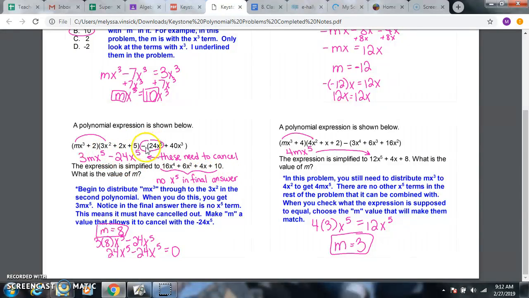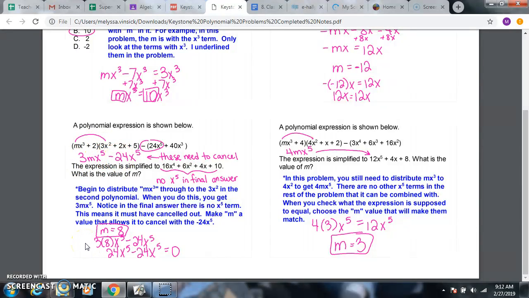So then we have to figure out, well, what's the like term from the second set? This is subtraction, so again, it gets distributed to this positive 24x to the 5th to make it a negative 24x to the 5th. So my like terms, so far I have a 3 times m x to the 5th minus 24x to the 5th. Okay? In order for there to be no x to the 5th in the final answer, these have to cancel. So now we have to figure out how would I make that cancel.